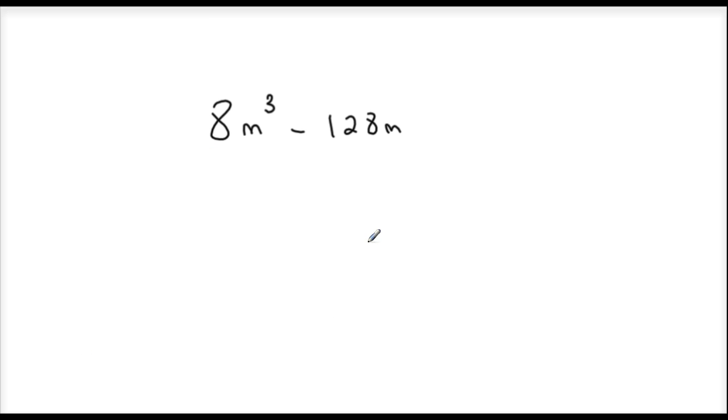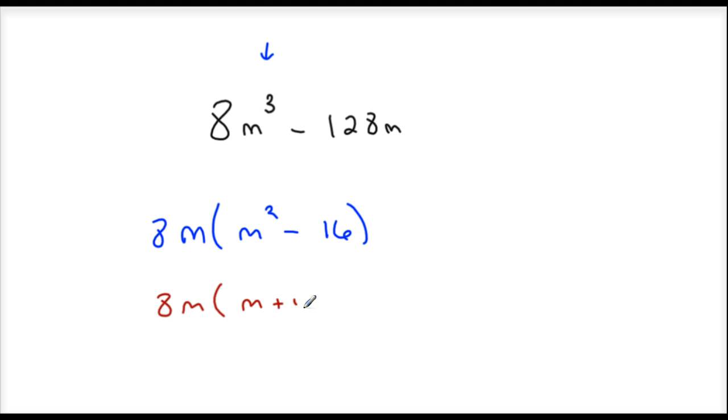8m cubed minus 128m. I want to factor this. This is not a quadratic. It's not a square. What do you think you could do here? Factor out an m, and what else? You can factor out 8 from this. If you factor out 8m, what are you left with? m squared minus 16. So 8m times m plus 4, m minus 4. So factor out what you can.